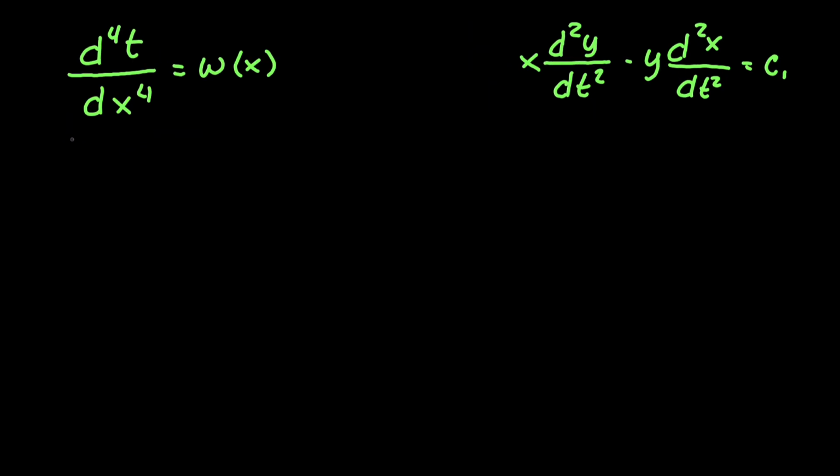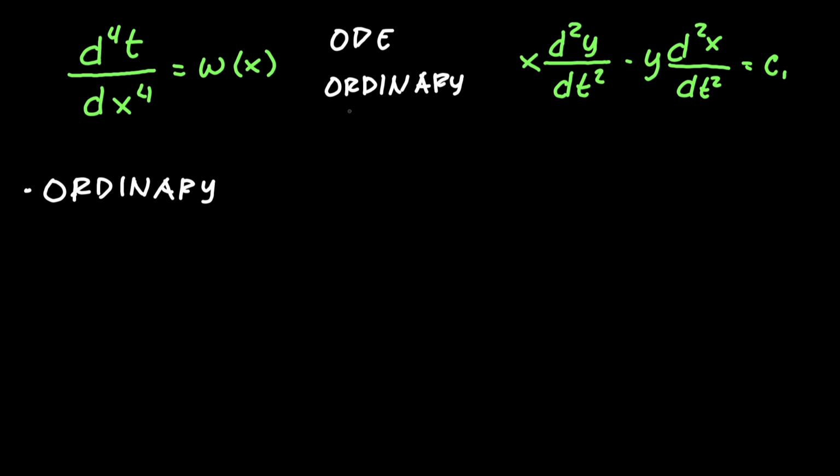The fourth derivative of t with respect to x would be equal to w of x. So let's identify whether it's ordinary or partial. You can already see here it has a single independent variable, and the d is in normal shape. So it is an ordinary differential equation. Note that ODE is ordinary differential equation. So let's just put that as ODE.